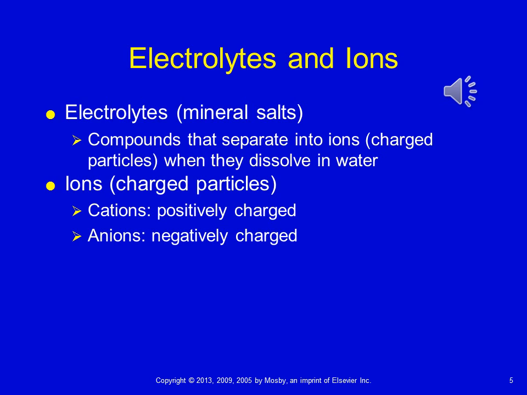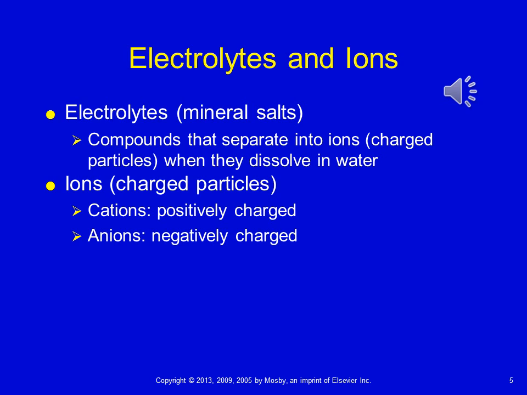Can you name some cations? What about some anions? Cations include sodium, potassium, calcium, and magnesium. Anions are chloride, bicarb, and sulfate. Anions and cations combine and make salt. If you put table salt, NaCl, in water, it separates into sodium and chloride.